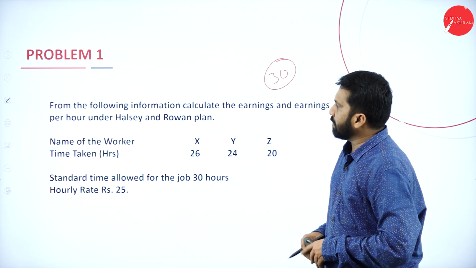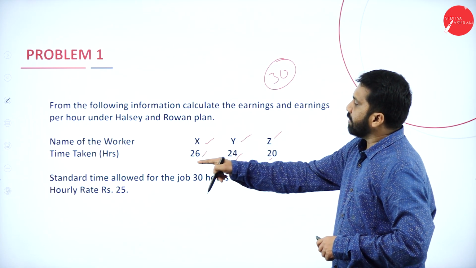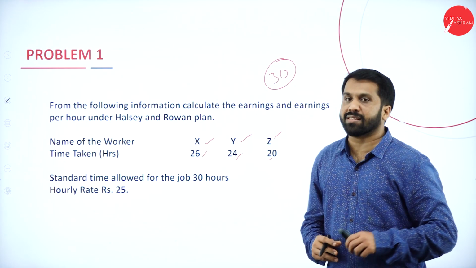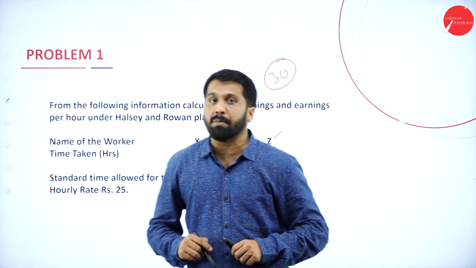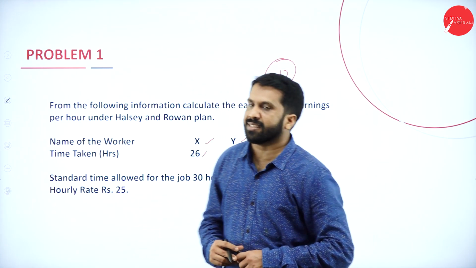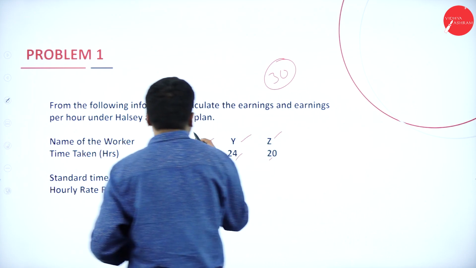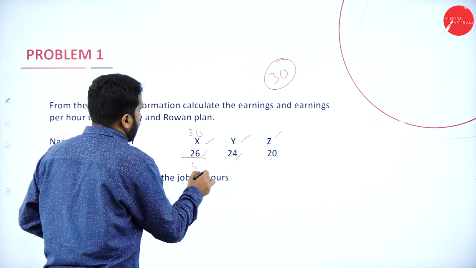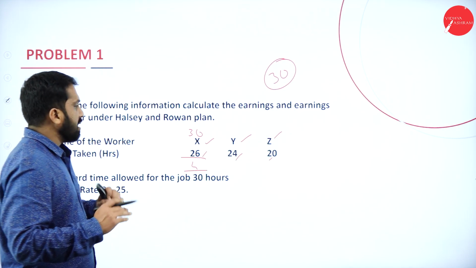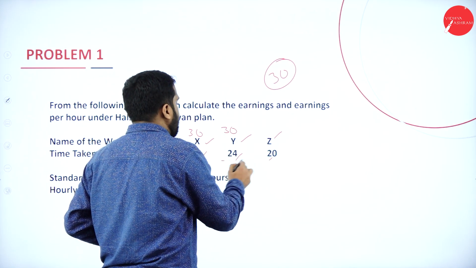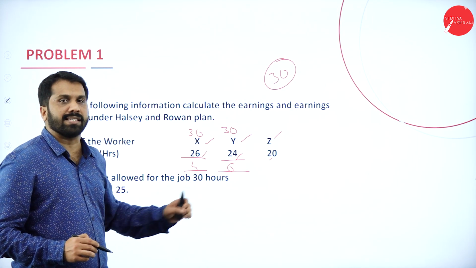Now, as per this, the workers X, Y, Z, these are the hours they have taken. Standard time allowed for the job is 30 hours. Now, what is the hourly rate? Every hour you work, you will be paid how much? 25 rupees. Now, he has completed in 26, which means if you subtract from 30, he has saved 4 hours. He will be benefited for the 4 hours he has saved. Similarly, out of 30, he has taken 24, so almost 6 hours he has saved. He will be paid for those 6 hours.